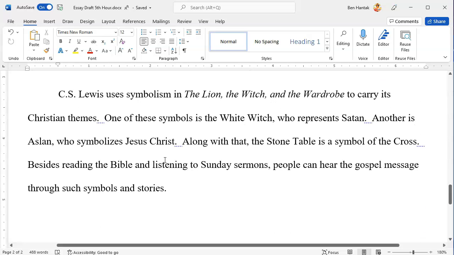C.S. Lewis uses symbolism in The Lion, the Witch, and the Wardrobe to carry its Christian themes. One of these symbols is the White Witch, who represents Satan. Another is Aslan, who symbolizes Jesus Christ. Along with that, the stone table is a symbol of the cross. Besides reading the Bible and listening to Sunday sermons, people can hear the gospel message through such symbols and stories.